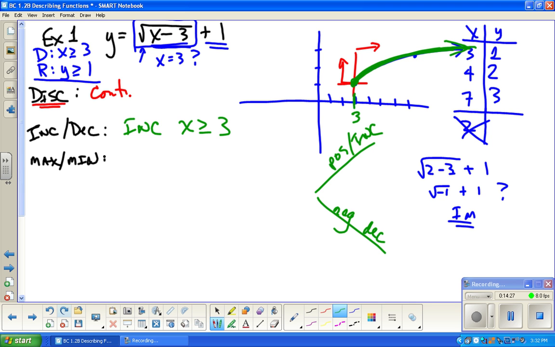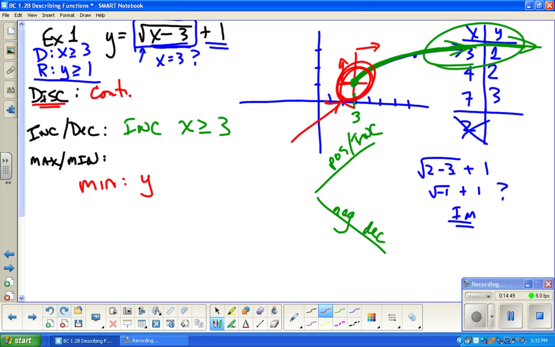Okay, maximums or minimums. Well, out here, this is going to keep going up. Even though it's going to go up more slowly, it's still going to keep going up. The only real spot where there's a maximum or minimum is this little guy right here. There is a minimum there. Minimum is the y value. And what y value is that there? Well, that appears to be 1. So the minimum is y equals 1. It is located at x equals 3.